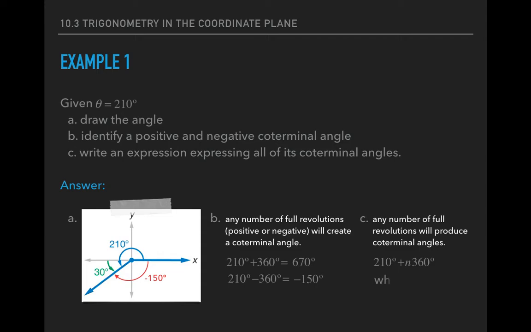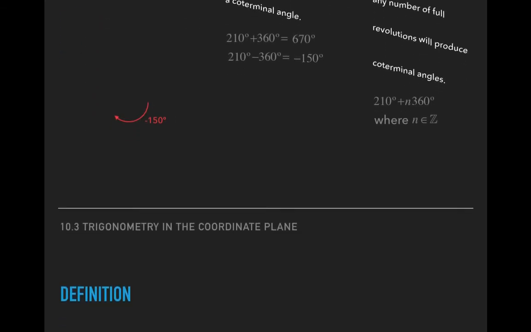But this n right here is going to represent integers. So like 1, 2, 3, or it could even be -1, -2, -3. Any number of whole rotations in the positive or negative direction will end you in the same spot here. So you'll have coterminal angles with 210 degrees. Okay, so that was coterminal angles.